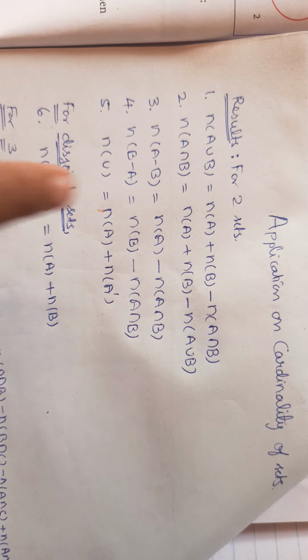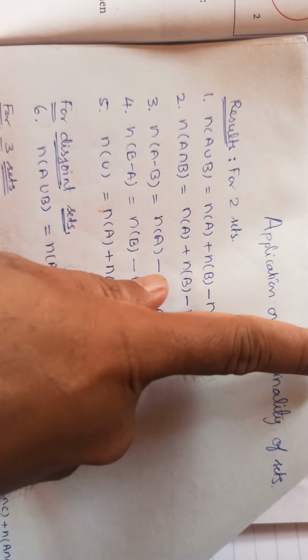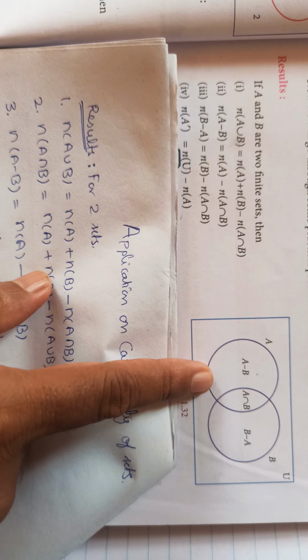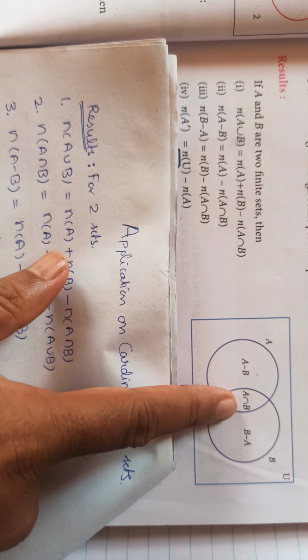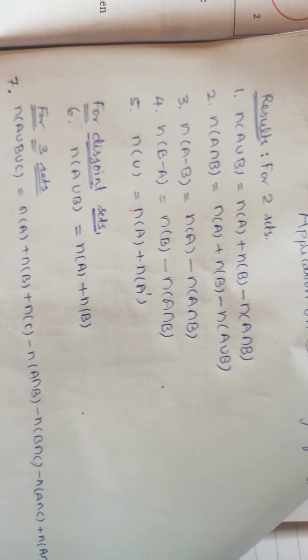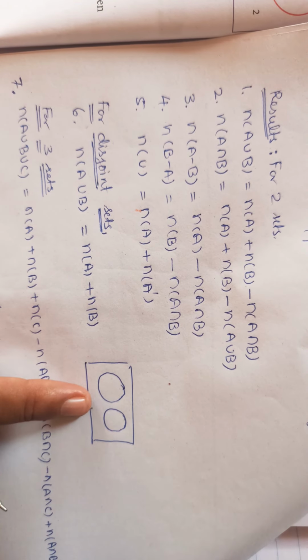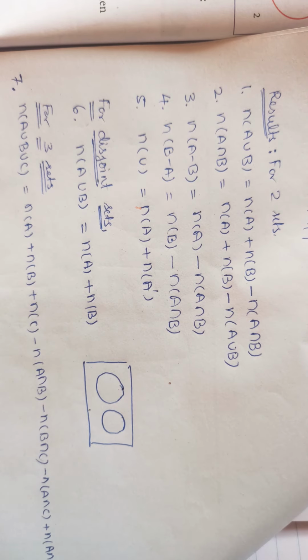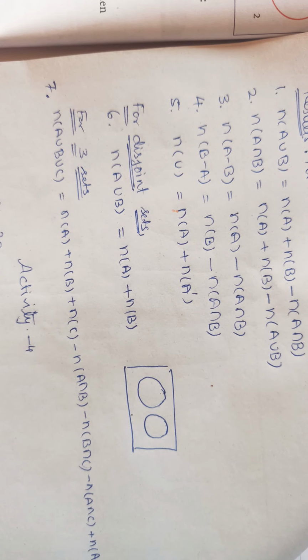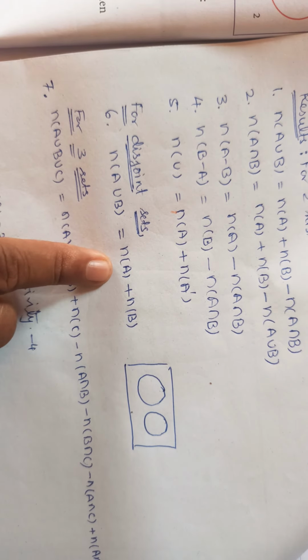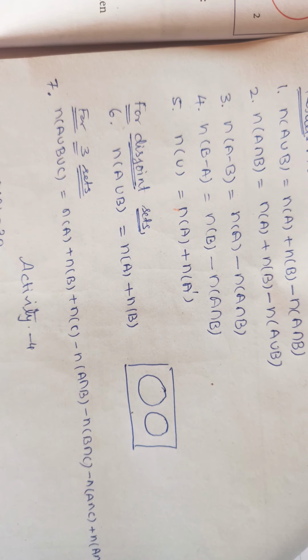Now these are all for the joint sets, the sets which have an intersection value. For disjoint sets, we have n(A ∪ B) = n(A) + n(B).